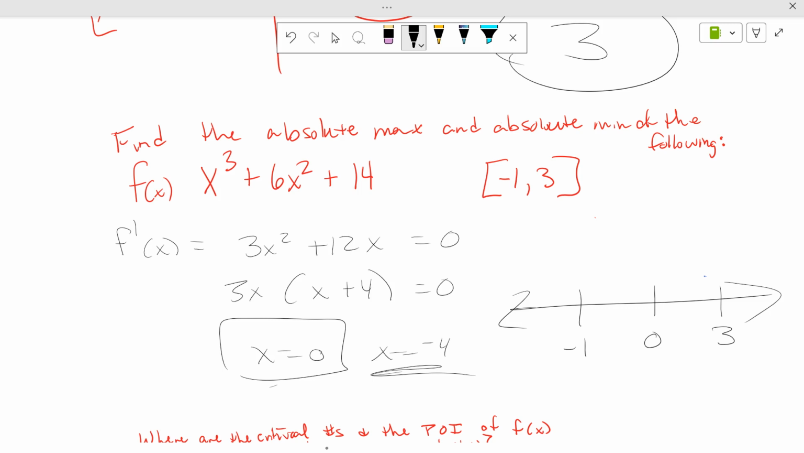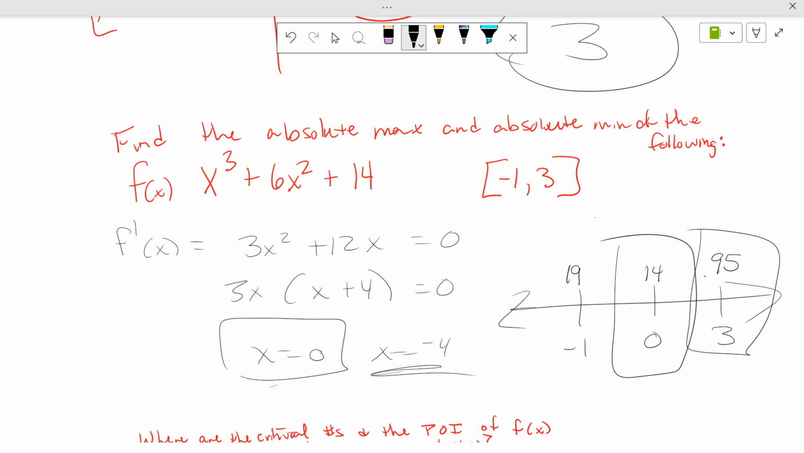If we put in negative 1 here, I get negative 1 plus 6, which is 5, plus 14, which is 19. If I put in a 0, I get 14. If I put in a 3, I get 27 plus 54, which is 81, plus 14, which is 95. Well, there's your absolute min. There's your absolute max.